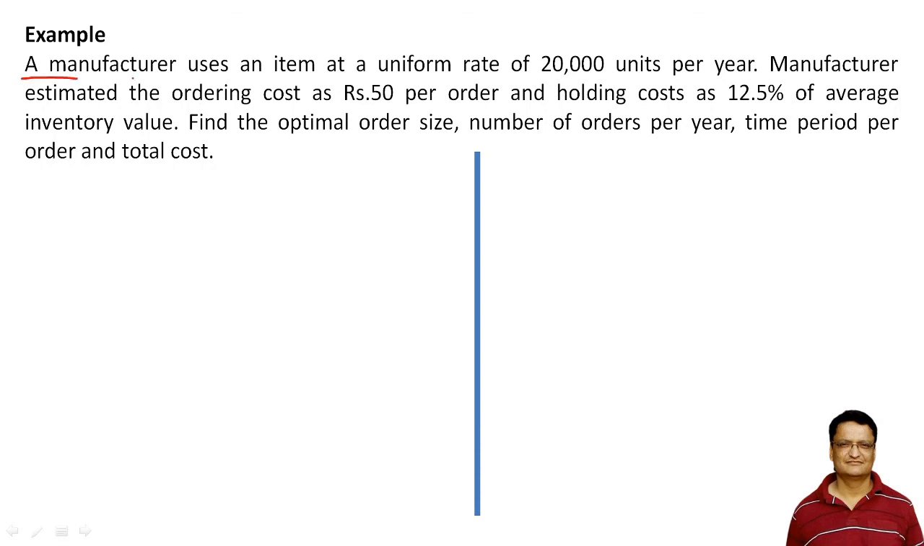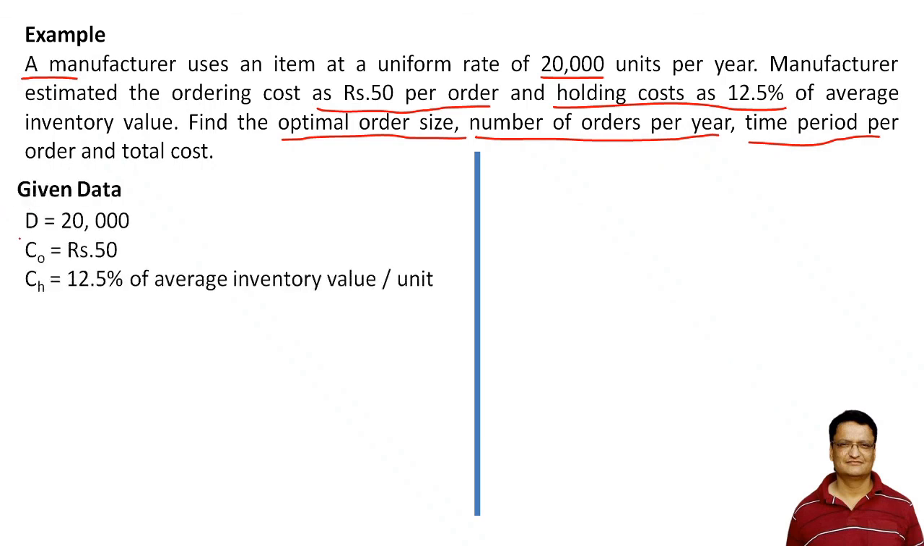Here is an example of calculating the EOQ. A manufacturer uses an atom at a uniform rate of 20,000 units per year. The manufacturer estimated the ordering cost as ₹50 per order and holding cost as 12.5% of the average inventory value. Find the optimum order size, that is the EOQ, number of orders per year, time period per order, and the total cost.